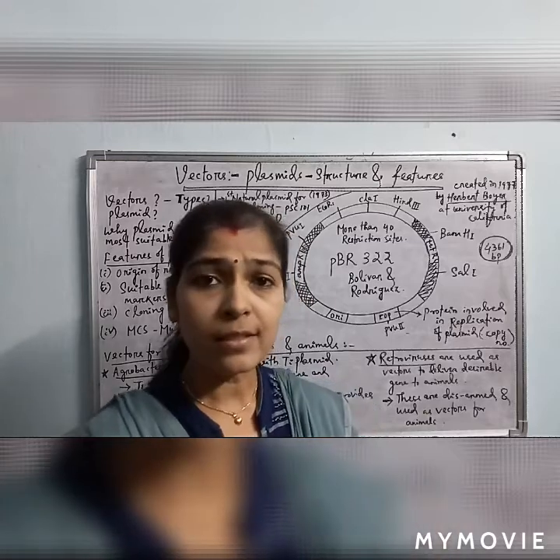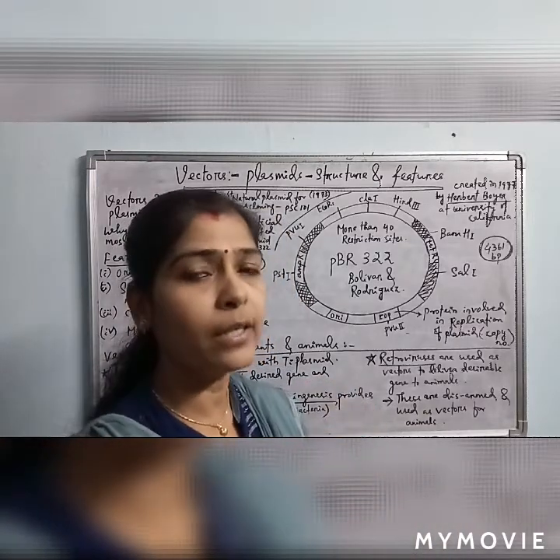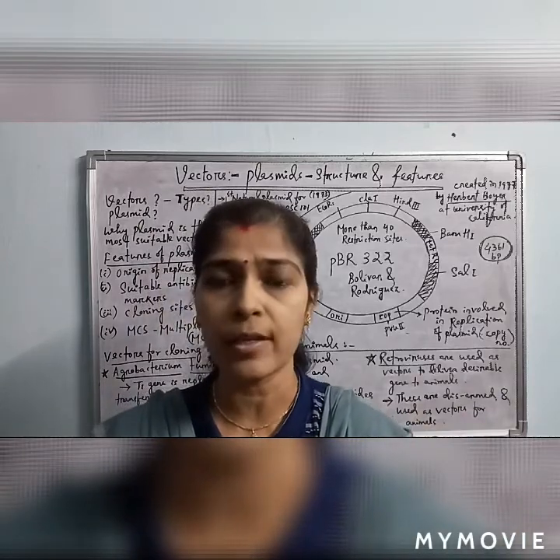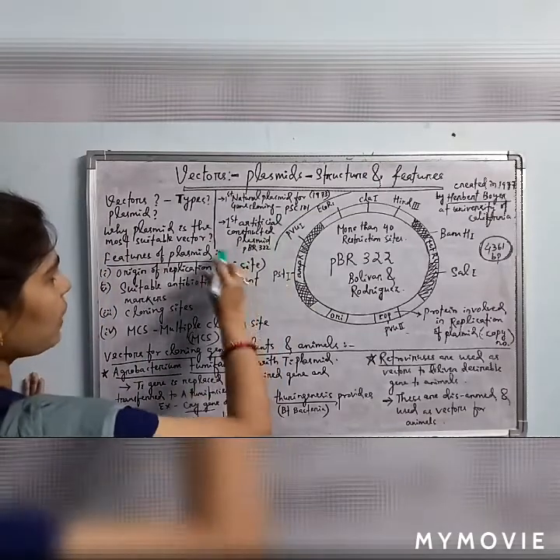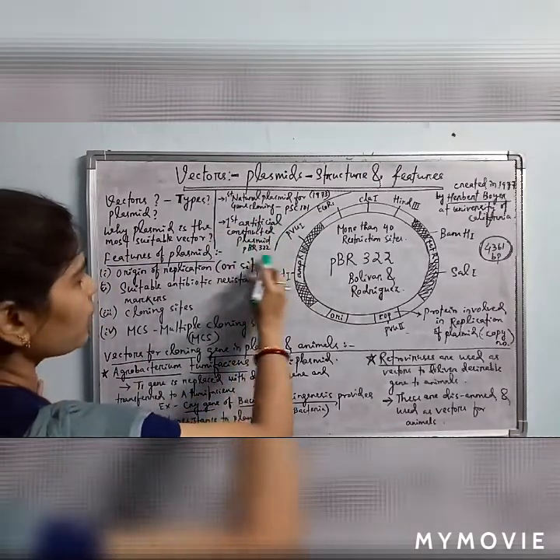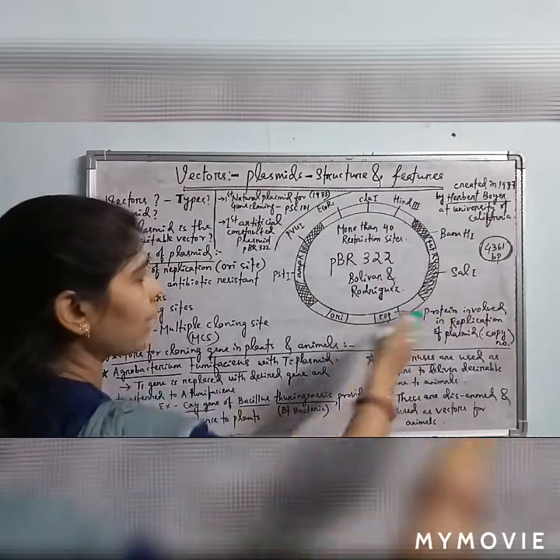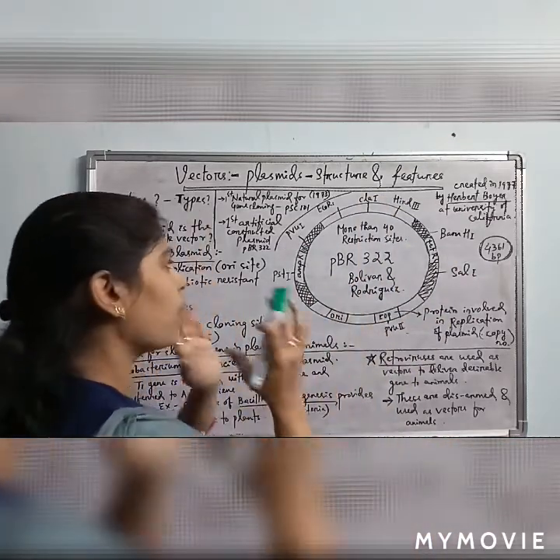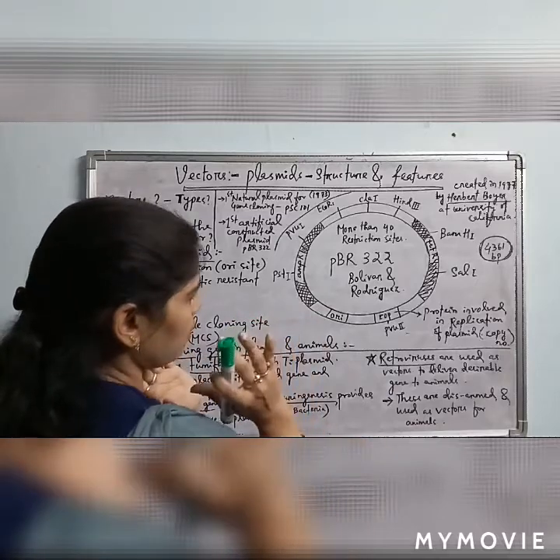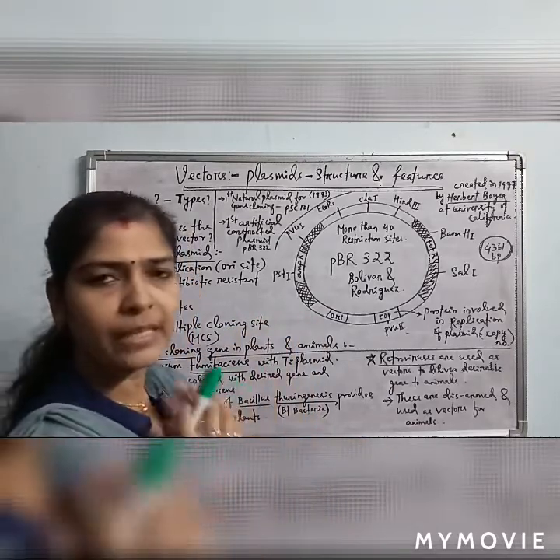Then we'll discuss the features of plasmids, and we'll give another example of a constructed plasmid which is mostly used nowadays for gene cloning procedures. The first artificial constructed plasmid is pBR322. I have drawn the structure here, and I will describe all the features of pBR322, its discovery, and its functions in great detail.